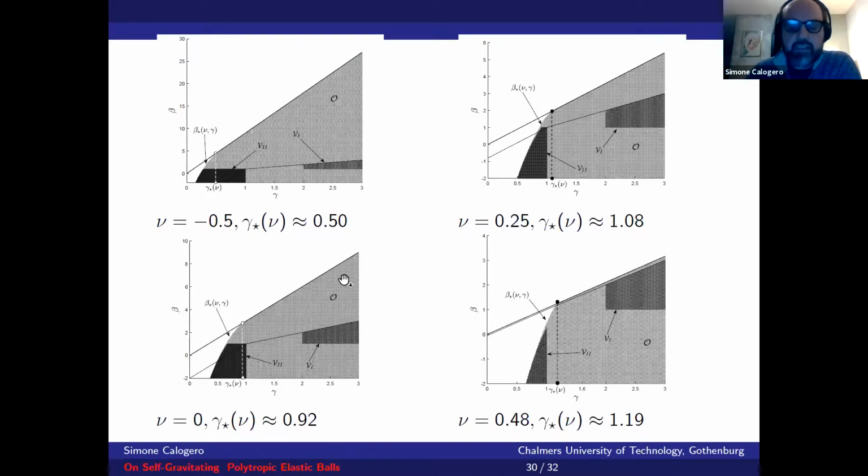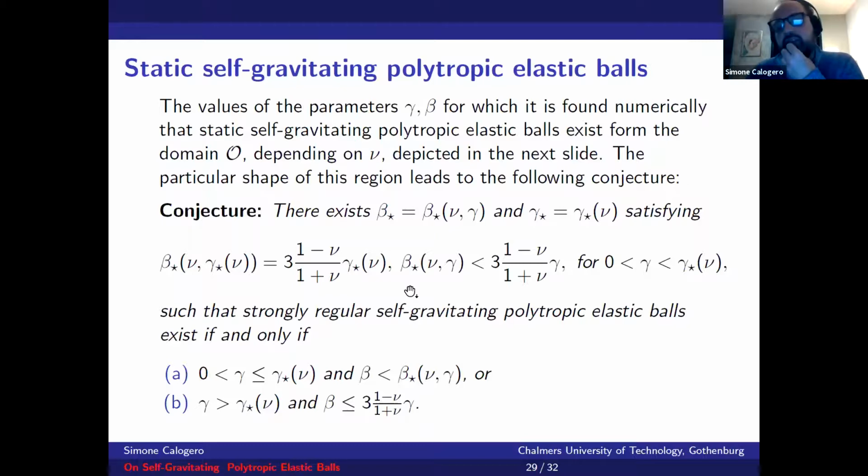So then the conjecture that I present here is that, I mean, these numerical simulations are rather simple to do, and they are rather clear that there exists some beta star, as I mentioned, with the properties that I mentioned before, such that a strongly regular self-gravitating polytropic elastic ball exists if and only if gamma is smaller than or equal to gamma star and beta is smaller than beta star, or gamma is larger than gamma star, and then beta can be whatever.